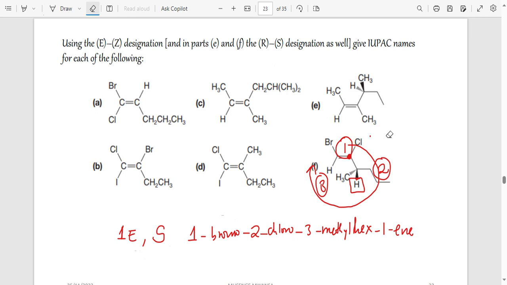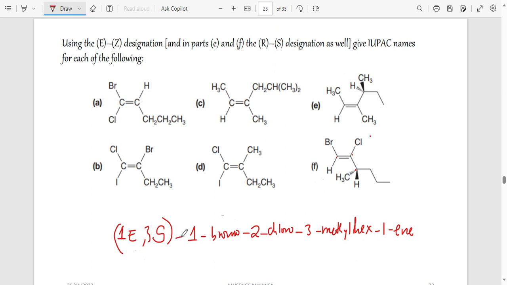Okay. But at what point is that? At what carbon is this configuration? 1, 2, 3. It is position number 3. So it becomes 1E, 3S, 1-bromo, 2-chloro, 3-methyl, like that.